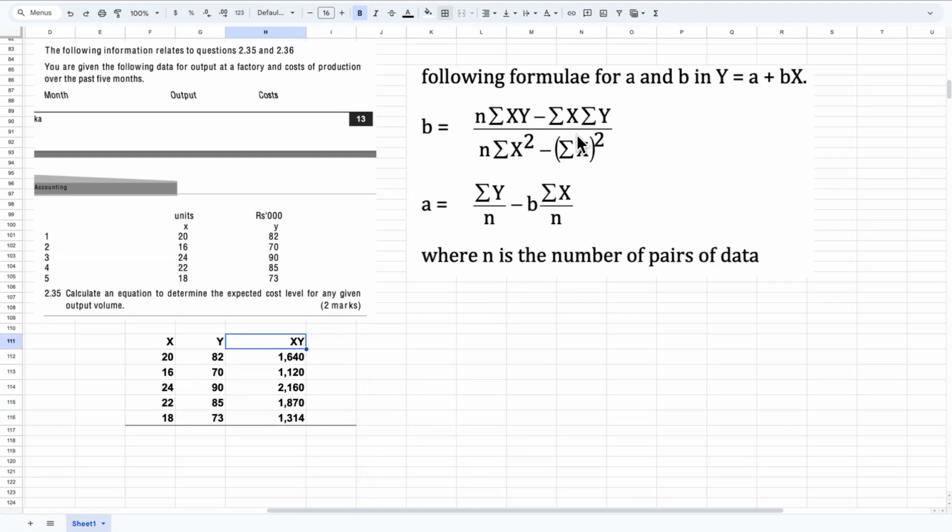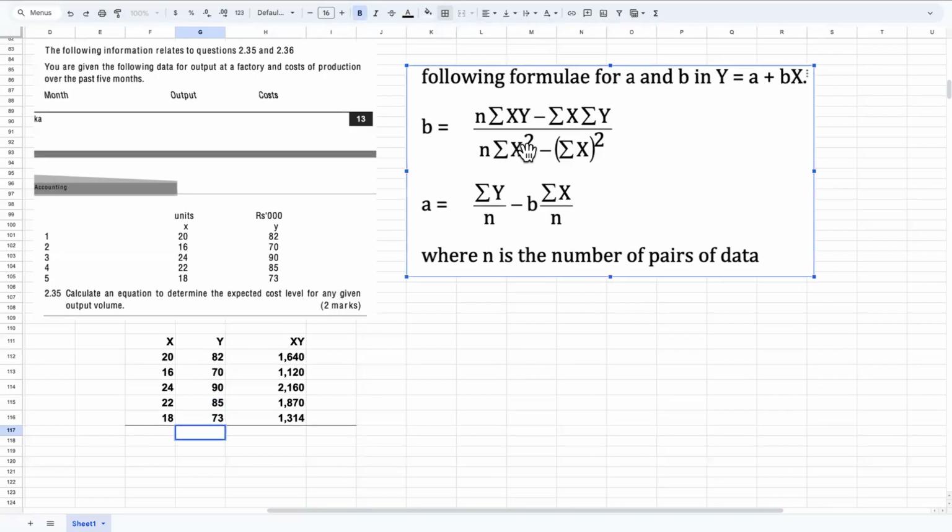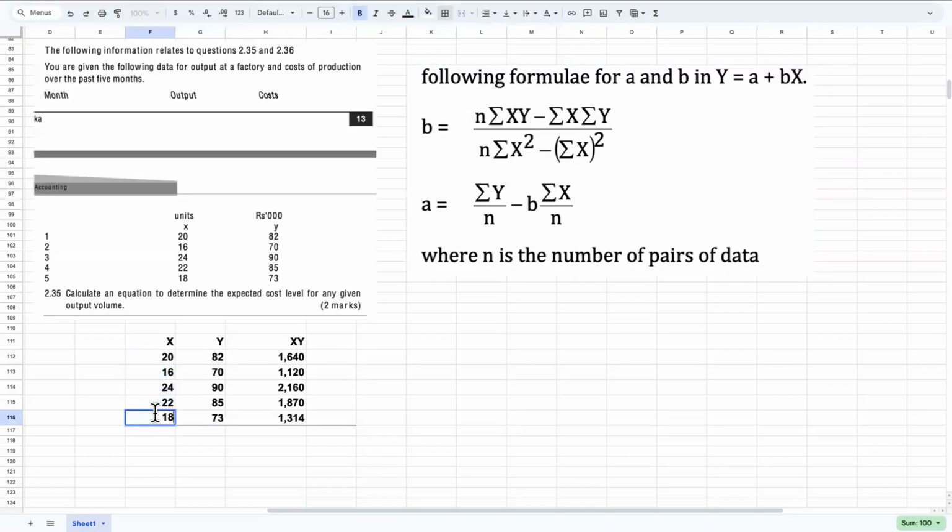And also, we need sigma x, the sum of these x values. Sigma y, we can simply sum these values. But we need sigma x squared also. We need x squared also.